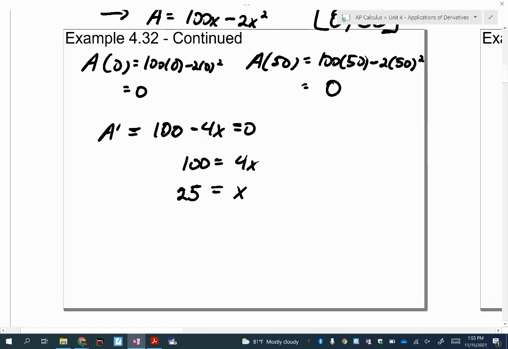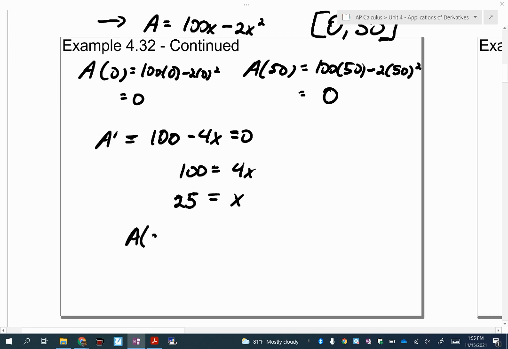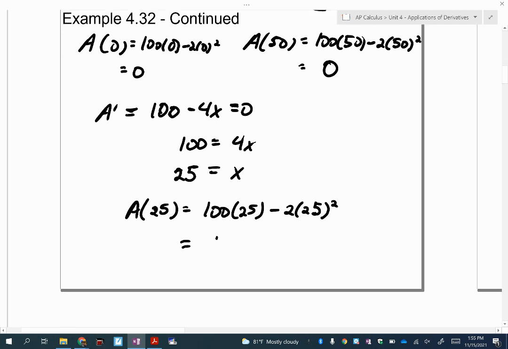It also says, what is the area? So I'm going to plug 25 into the area function, and then you can go to Desmos or find that it's 1,250 square feet.